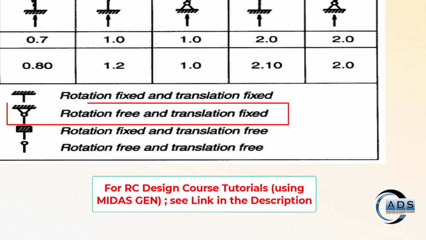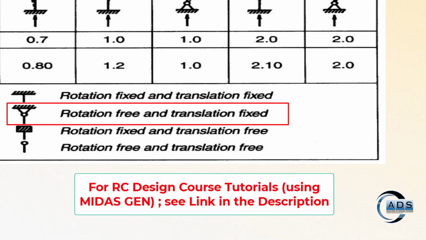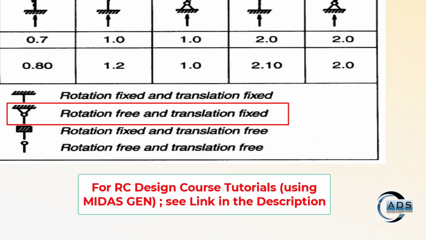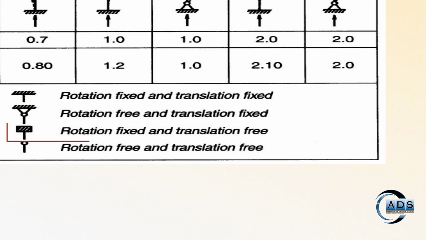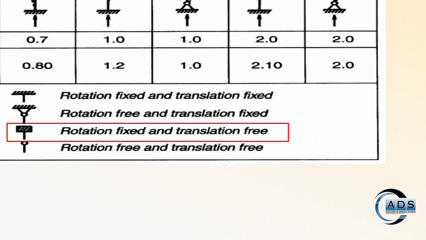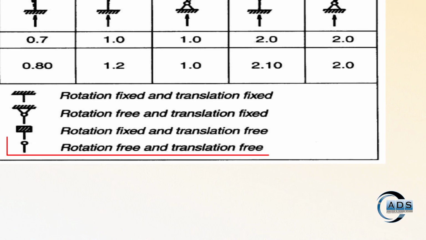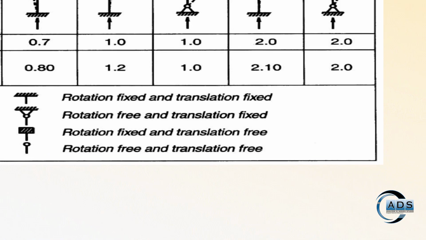This support is where the rotation is free or allowed, but the translation or side sway is not allowed. The third support is where the rotation is fixed, means not allowed, and translation or side sway is free or allowed. And the last one is the support where rotation and translation or side sway both are allowed.